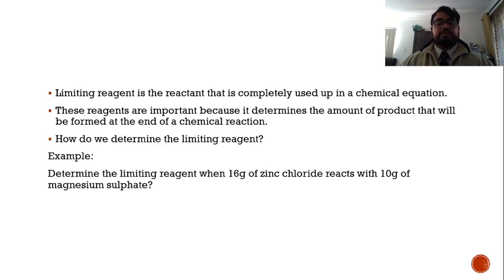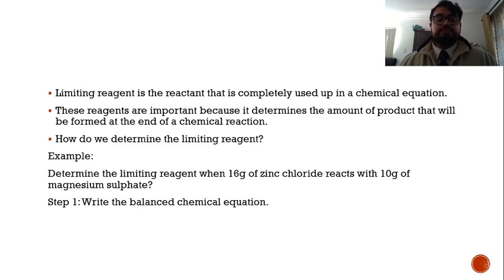And like I said, in all of these calculations, we will be using number of moles. So one of the first things you have to do is determine the number of moles. We've been given mass, which means we have to use mass over molar mass to determine our number of moles. So let's look at the step-by-step guide on this. Step one is write a balanced chemical equation.